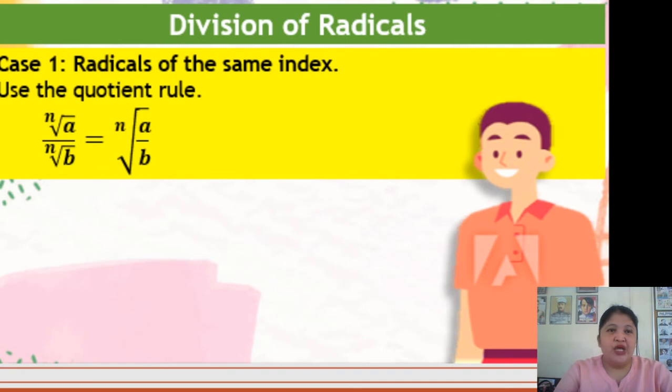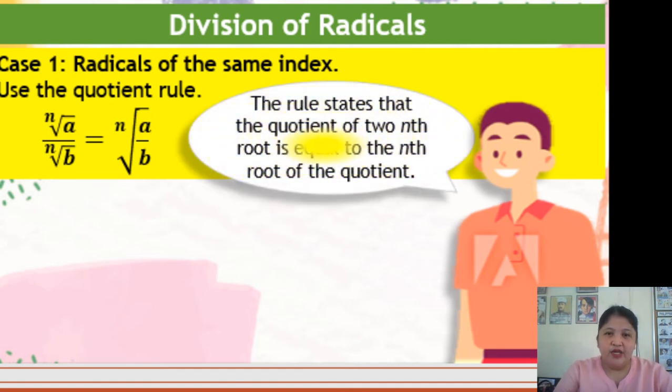Okay. Now, how do we divide radicals? So, this is the special cases again. For case 1, radicals of the same index, use the quotient rule. So we have the nth root of a over the nth root of b, which is equal to the nth root of a over b. The rule states that the quotient of the two nth roots is equal to the nth root of the quotient.